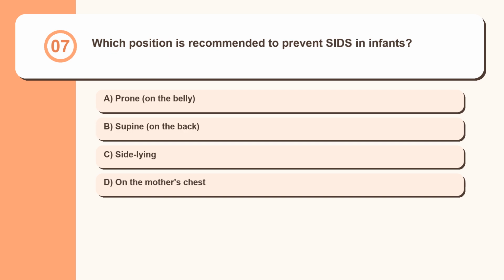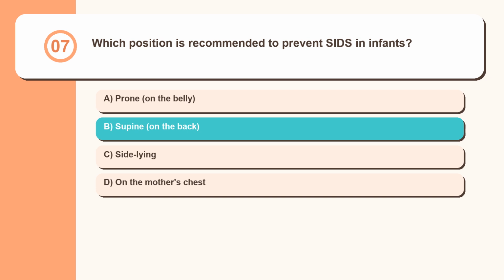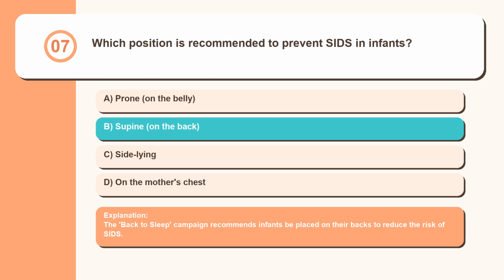Question 7. Which position is recommended to prevent SIDS in infants? Prone, on the belly. Supine, on the back. Side lying, on the mother's chest. The Back to Sleep campaign recommends infants be placed on their backs to reduce the risk of SIDS.